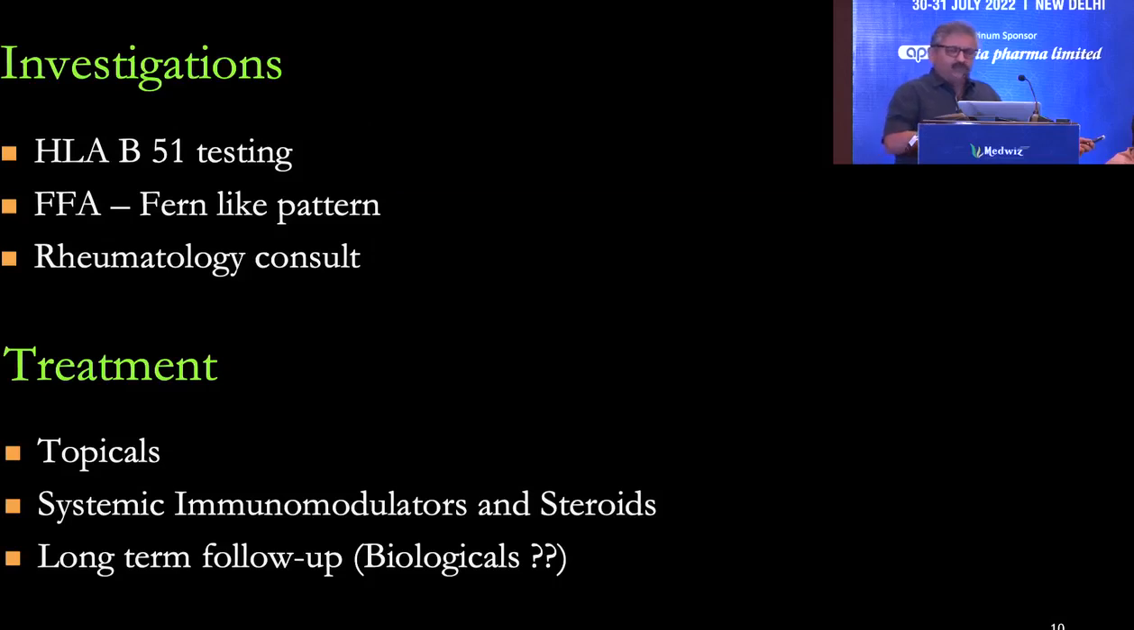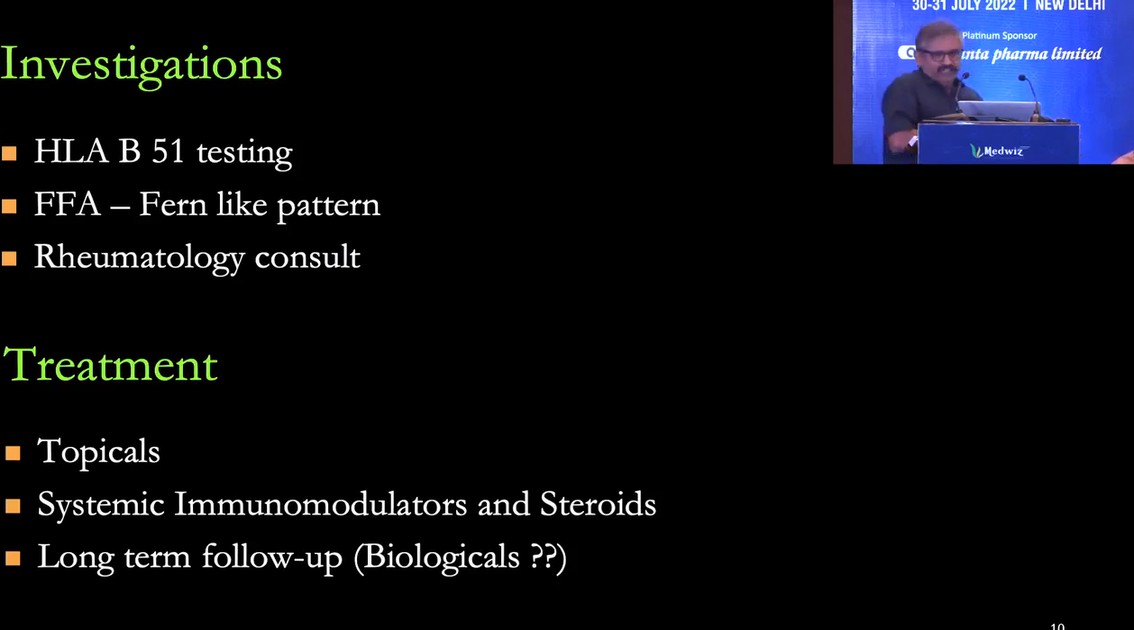So if it's a hypopyon uveitis suspecting Behcet's, the first thing you try to do, in case you have missed any subtle vasculitis, is an FFA. A fern-like pattern can be seen in intermediate uveitis also, but if it is a hypopyon panuveitis with an FFA showing occlusive vasculitis, then you're probably dealing with Behcet's.